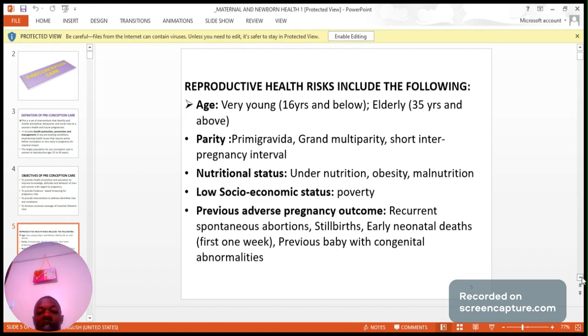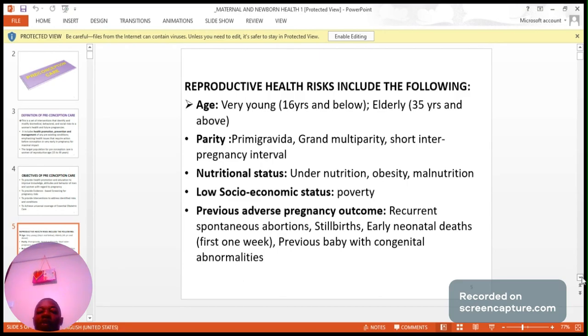Primary gravida, parity is how many times the mother has actually delivered. Is it the first time? We have gravidity and we have parity, so don't mistake those two. Primary gravida is the first pregnancy. Gravida is the number of pregnancies, parity is the number of viable births. So primary gravida is the first pregnancy, grand multiparity is having several children, and then short interpregnancy interval.